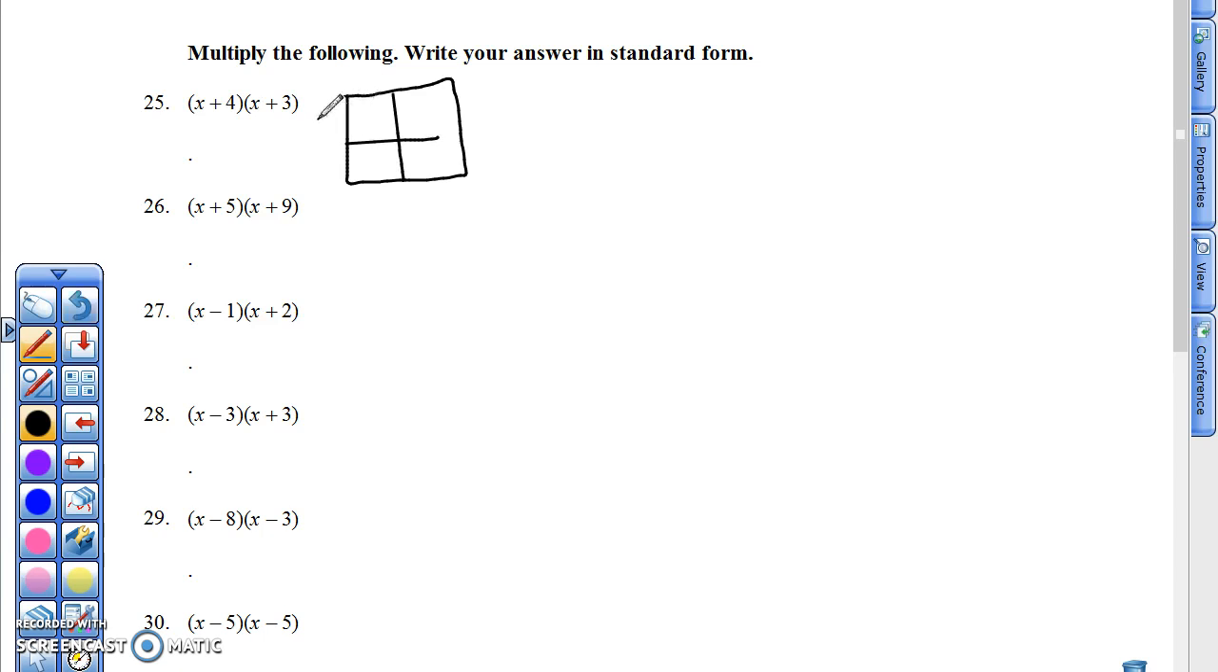x plus 4 times x plus 3. It doesn't matter which one I list on the top or the bottom, but I'm going to organize my box. x times x is x squared, x times 3 is 3x, 4 times x is 4x, 4 times 3 is 12. So when I pull it out of the box and I combine like terms, I have x squared, 3x plus 4x would give me 7x plus 12.